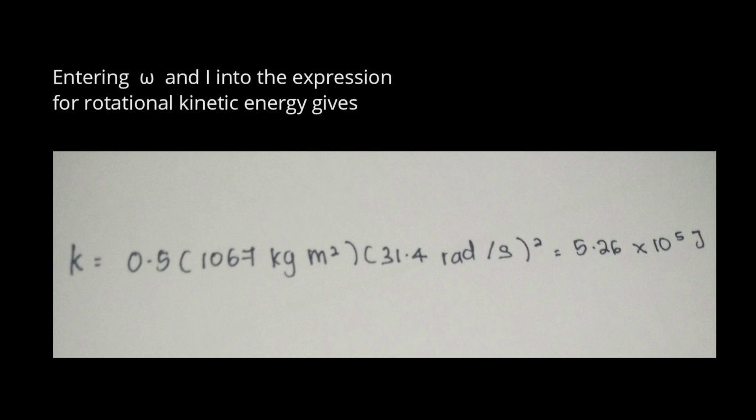Next, entering ω and I into the expression for rotational kinetic energy gives K = 0.5(1067 kg·m²)(31.4 rad/s)², and you should grab your calculator now to know the answer. So the answer is 5.26 × 10^5 joules.